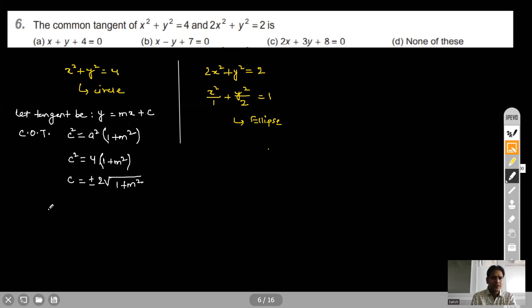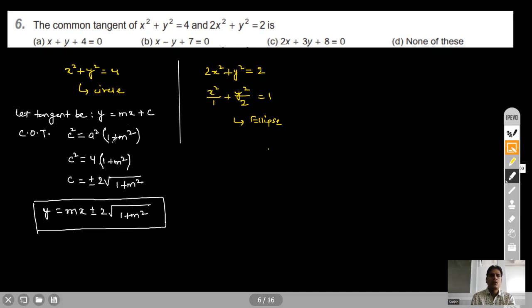So what will be the equation of tangent? Basically, equation of tangent will become mx plus c, and what is c? That is 2 under root of 1 plus m square, right? So this is the equation of tangent on the circle. Now this same straight line is tangent to the ellipse also, right?